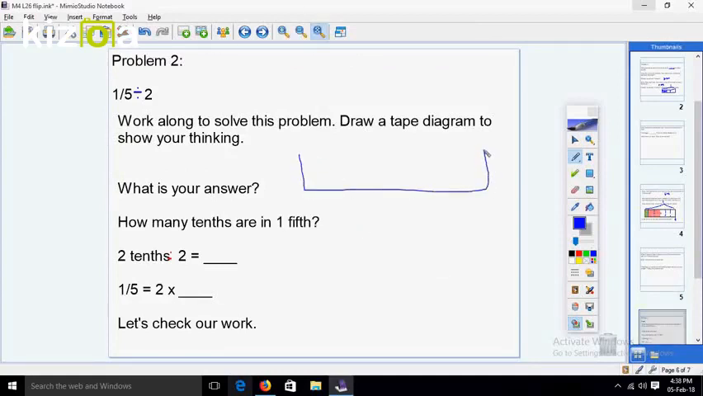All right, I'm going to show 1/5. Once again, this is our whole. 1, 2, 3, 4, 5. Okay, and I'm going to shade in 1 because we're talking about 1/5. Now I need to divide each of them into 2, because it's like I have 1/5 of a pan divided by 2 friends. So I'm going to divide each of these into halves.